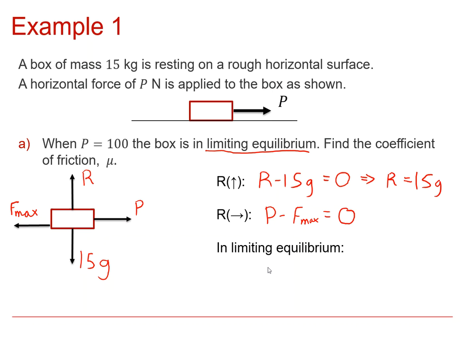And so because it's in limiting equilibrium, that friction is its maximum value F max, which is mu R. And so that means that P, which is 100, minus mu times R, which is 15g, equals 0. So we can then work out what mu is using g equal to 9.8, and that comes out as mu equals 0.680, or let's say 0.68. Keep two significant figures there.